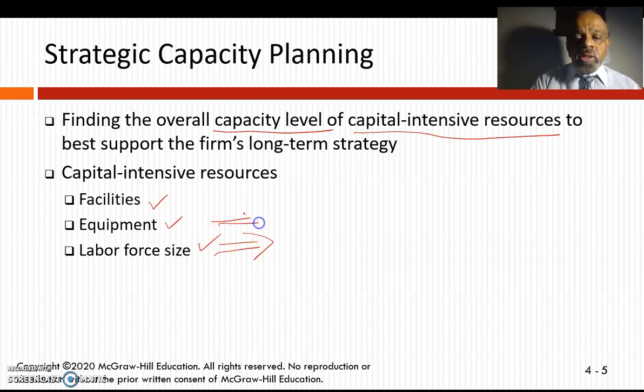The number of machines that you have to meet the demand is equipment. The electricity, the computers, the IT, the water, and any other facilities-related stuff that you have to meet the demand is facilities. These are the capital intensive resources, and you need to find the overall capacity level of the capital intensive resources. That is basically strategic capacity planning. So we're going to be doing some problems basically based on finding the capacity level.